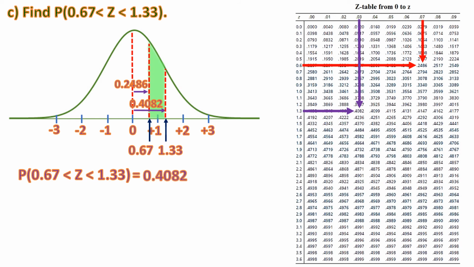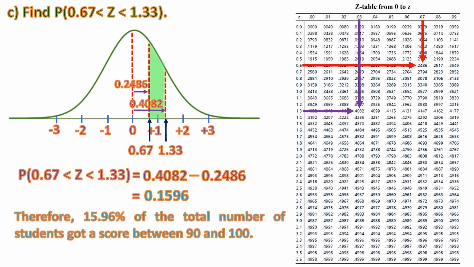So the whole part 0.4082, we're going to remove the unshaded part 0.2486. So let's subtract that. The result will be 0.1596. So this means 15.96% of the total number of students got a score between 90 and 100.